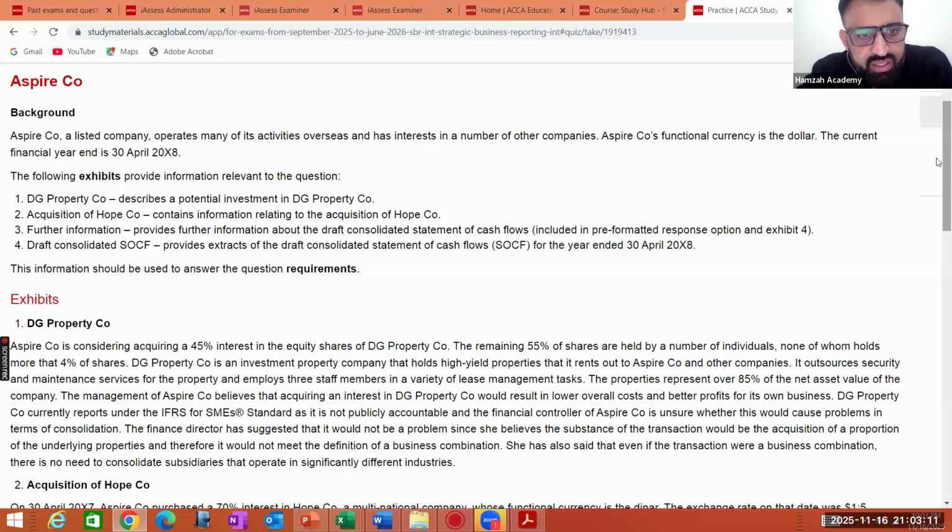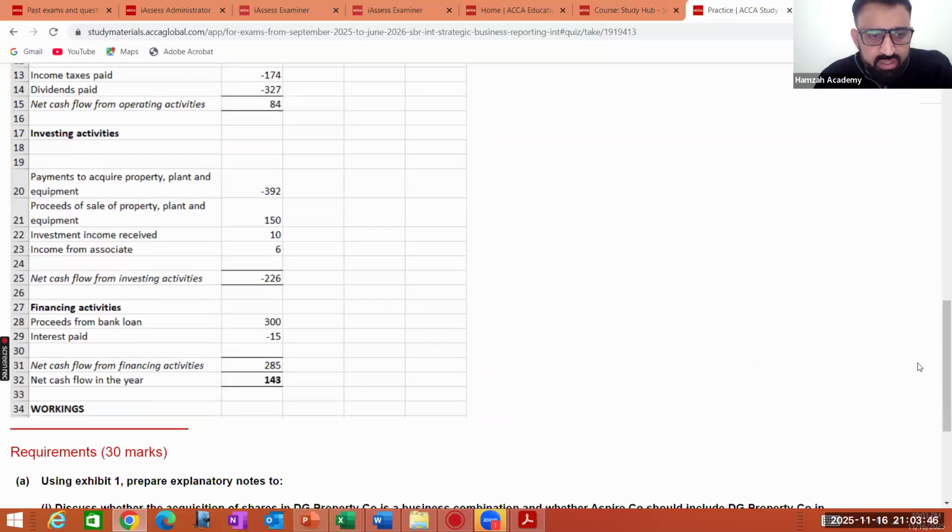DJ Property Company describes the potential investment in DJ Property Company. Acquisition of Hope consists of information relating to the acquisition of the Hope Company. Further information about the draft consolidated cash flow statement is included in a pre-formatted response option and Exhibit 4, and the draft consolidated cash flow statement provides an extract of the draft cash flow statement of 30th April 2008. Now first look at these requirements.